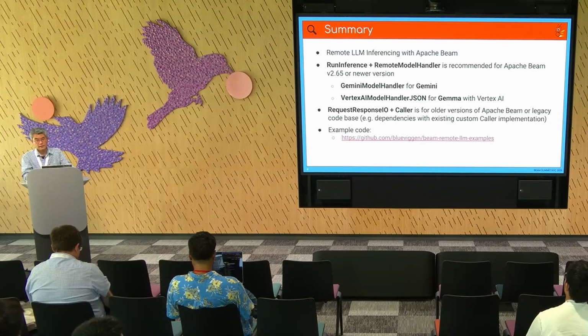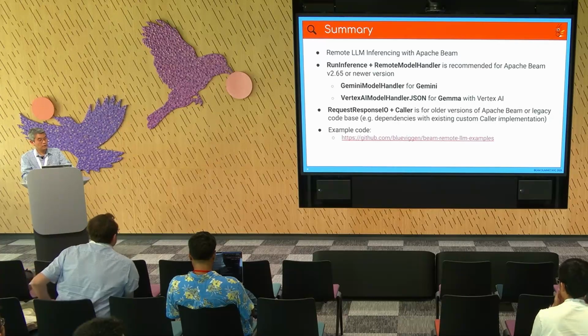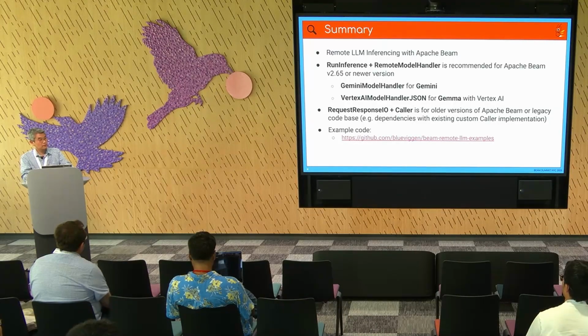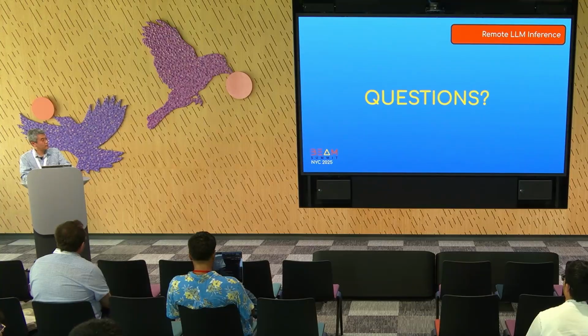RequestResponseIO is still useful if you really need a highly customized caller implementation. All the code examples are available in this GitHub repo. With that, I'm wrapping up my session.